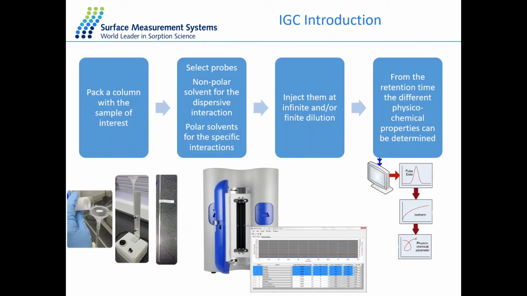So the procedure of doing an IGC experiment is we first pack the sample of interest into the column. The amount of the sample will depend on the surface area of the sample. For a porous material, we may only need 10 milligrams or 50 milligrams of the sample, but for a low surface area material, we might need hundreds of milligrams of the sample or even 1 gram. Then we can inject the selected probe molecules at different concentrations.